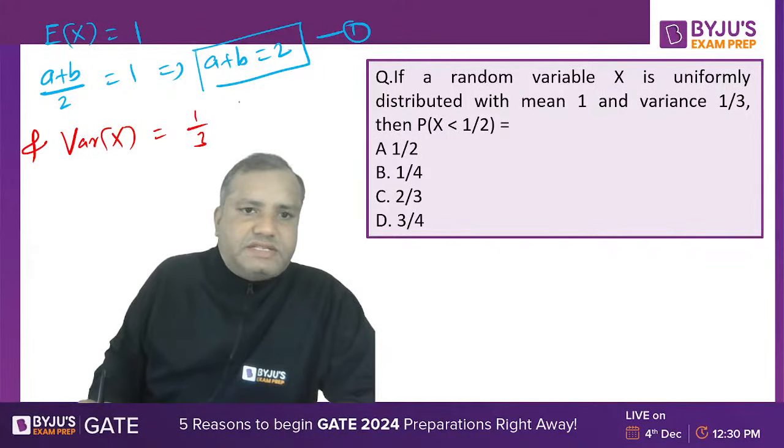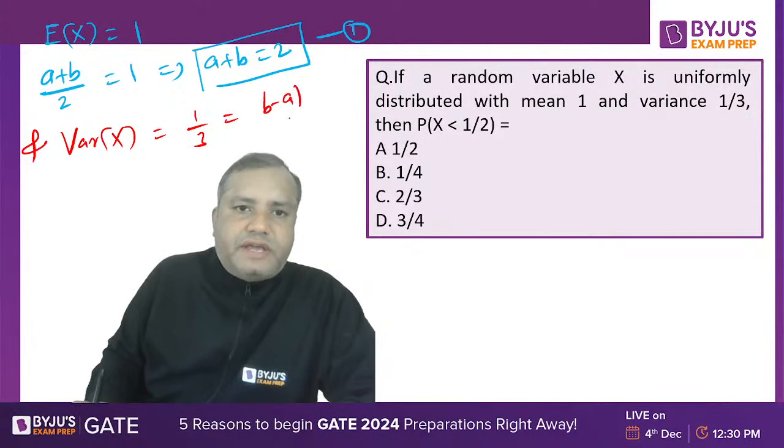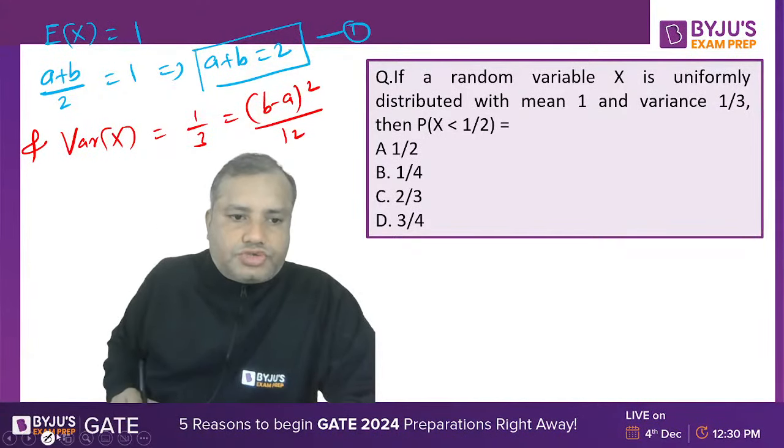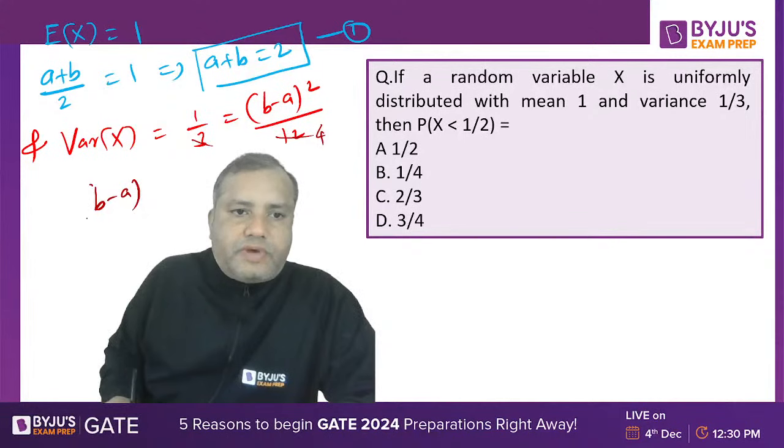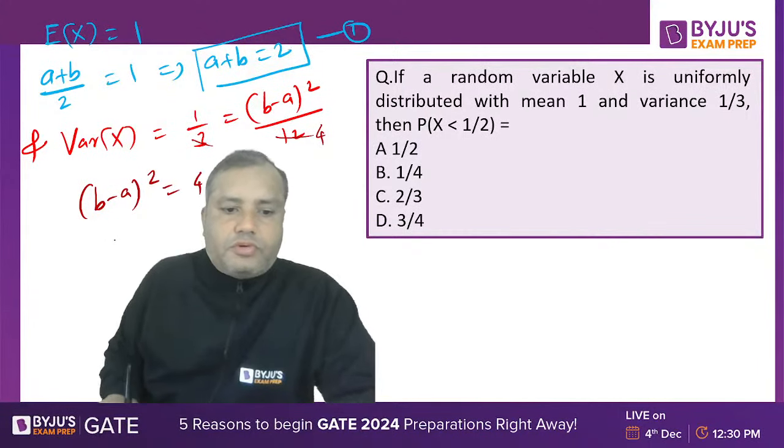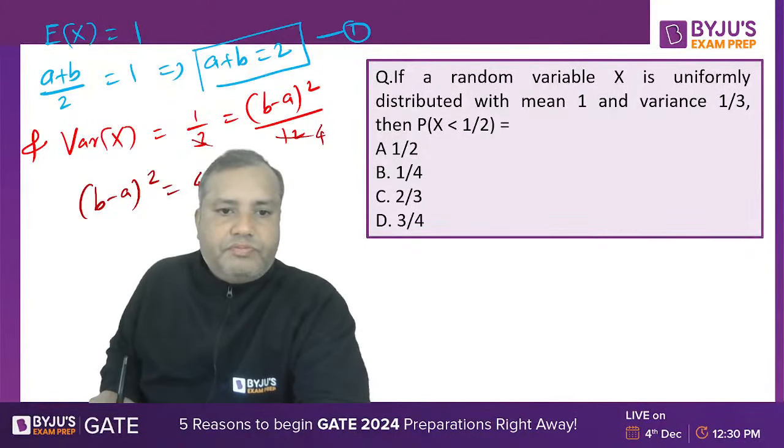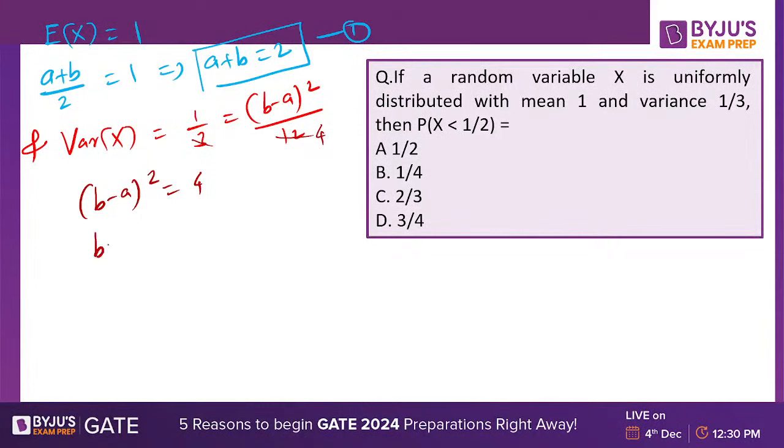What is variance? Variance is b minus a whole square by 12. So cancel it. So b minus a whole square equal to 4. b minus a will be 2. b is our upper limit, a is the lower limit. Upper limit minus lower limit cannot be negative. So b minus a is taken as plus 2.